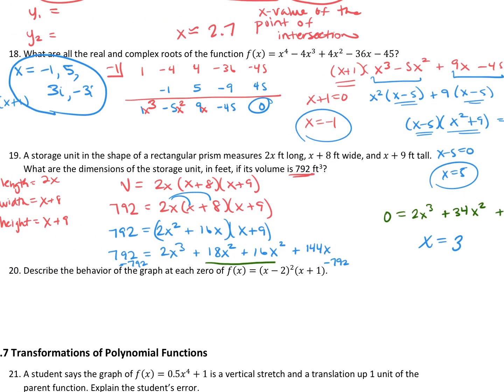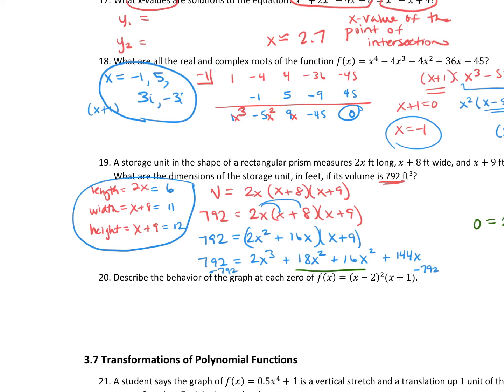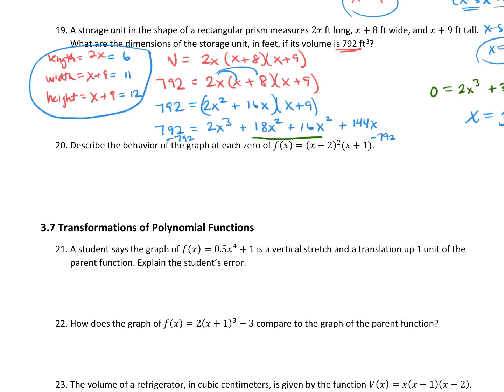Let's go back to our length, which is 2 times x, so 2 times 3 gives us a length of 6. Our width is x plus 8, so 3 plus 8 is 11. We're just plugging in the 3. And 3 plus 9 for the height gives us 12. That's what they wanted, the dimensions. All right, number 20, describe the behavior of the graph at each zero of f of x.